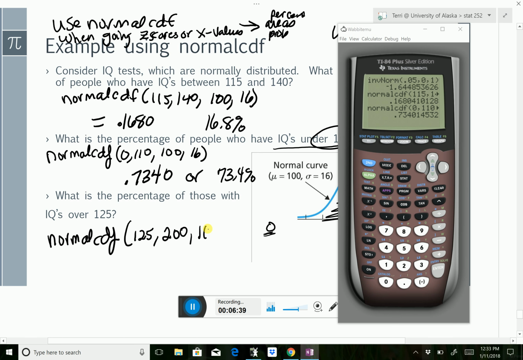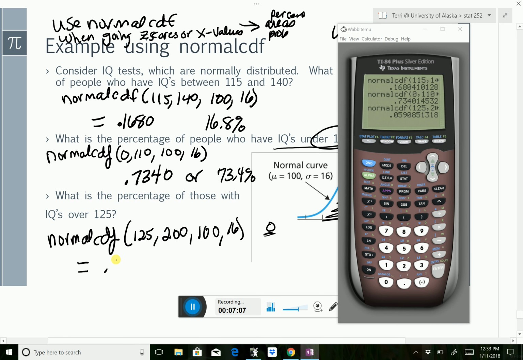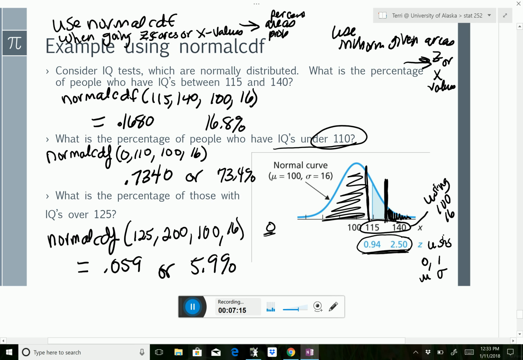Oops. And 116. Okay, so let's try it again. Normal CDF. We're going from 125 up to 200. You could have just as easily used 300, 400, 180. It wouldn't make any difference. You could make these whatever you like. You can make them 999. Just don't use 99. That wouldn't work on this one. So this is going to be 0.059, or 5.9% of people have IQs over 125.